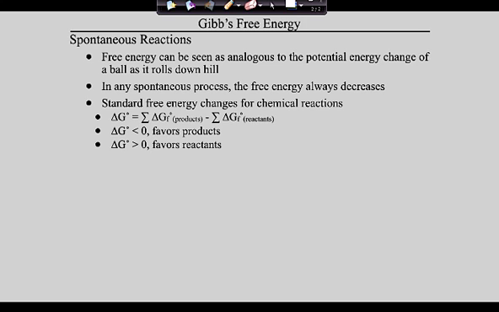And guys, it says this. If delta G is less than 0, if it's negative, the reaction favors products. And if it's greater than 0, the reaction favors reactants. So I'll show you what that means. Because again, it's nothing new. But let's make sure you're clear on what this means.